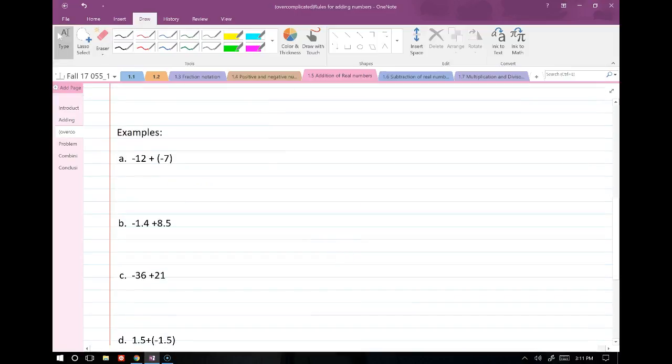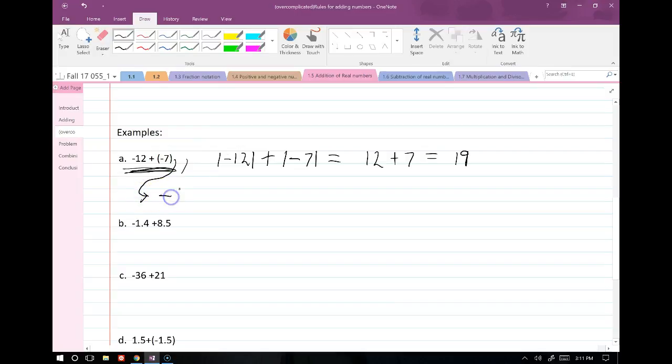All right. So our examples. We have negative 12 and negative 7. This is one of those easy cases where they are both negative. So we say, what's the absolute value of negative 12? And we add it to the absolute value of negative 7, right? This is equal to 12 plus 7, which is equal to 19, right? Both of these are negative, which means we went in the negative direction. So our answer is negative 19.